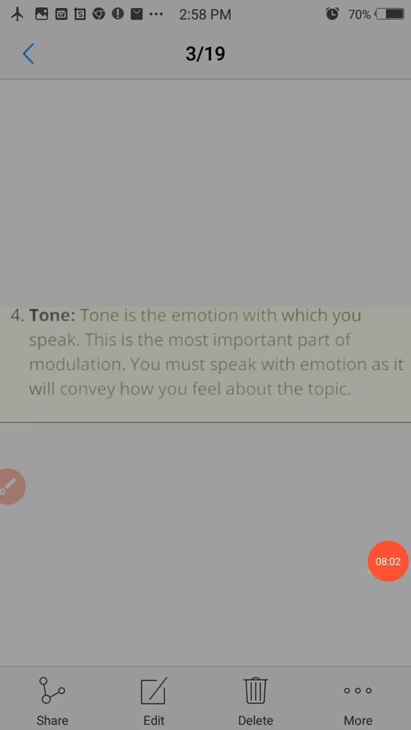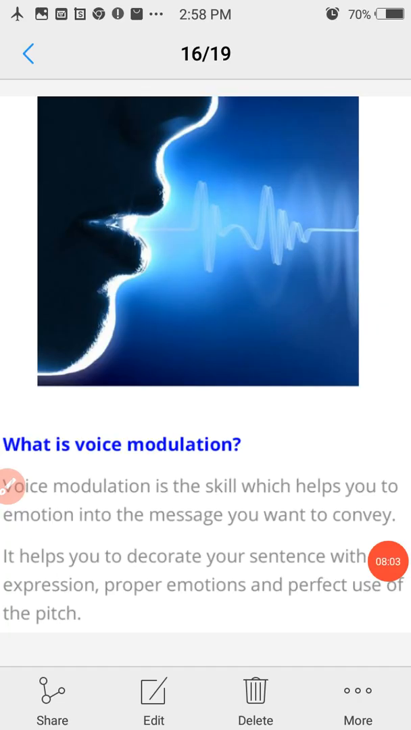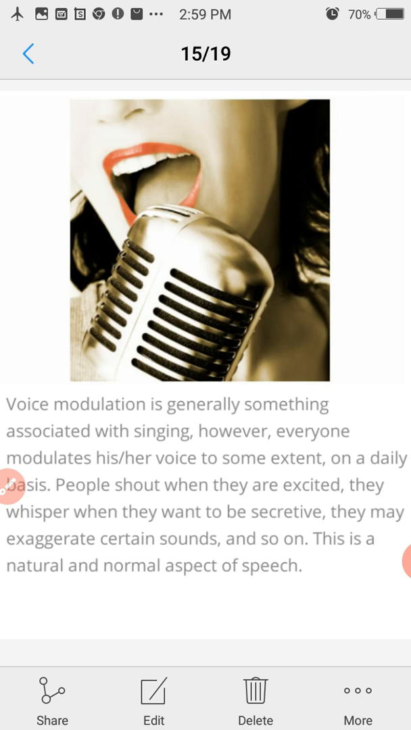Now, I would like to show you all this here. What is voice modulation? Voice modulation is the skill which helps you to add emotion into the message you want to convey. It helps you to decorate your sentence with expressions, proper emotions and perfect use of the pitch. Voice modulation is generally something associated with singing. However, everyone modulates his or her voice to some extent on a daily basis.